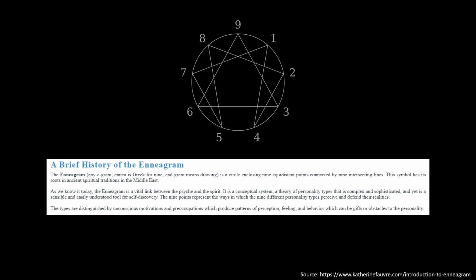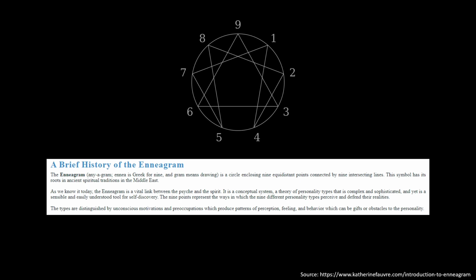Now we see the word psyche there, which is interesting, and spirit, which is what we would call volition and AP. It is a conceptual system, a theory of personality types that is complex and sophisticated, and yet is a sensible and easily understood tool for self-discovery. The 9 points represent the ways in which the 9 different personality types perceive and defend their realities. So we're bringing a new word in here, defend. Defend implies that there's something of value that each type is trying to, well, defend.